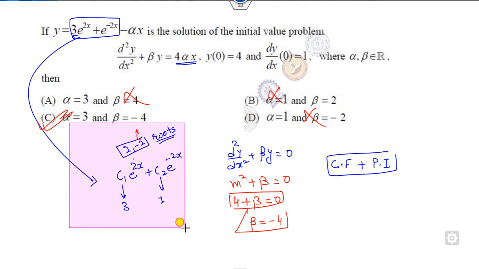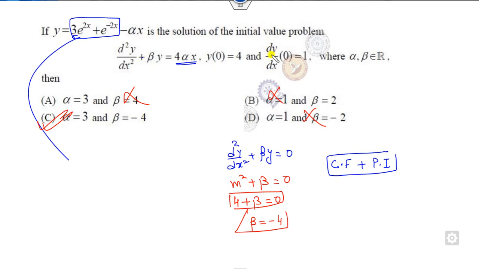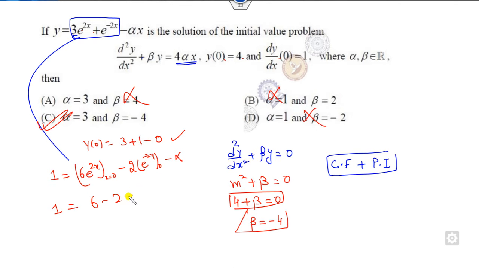So I can write it for you here. Because y of 0 is 0, so what is y of 0? So 3 plus 1 minus 4, it's satisfied. The derivative must be 1. So what is the derivative at point 0? This is my 6 e raised to power 2x at the point x equal to 0, minus 2 e raised to power minus 2x at the point 0, minus alpha. So this is 6 minus 2 minus alpha. So clearly alpha is 3.